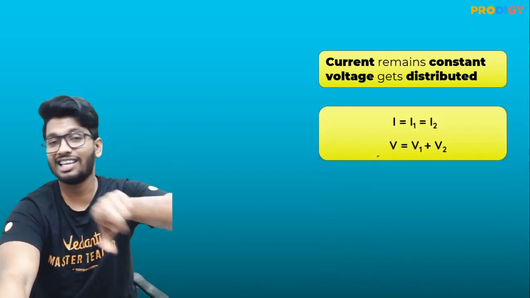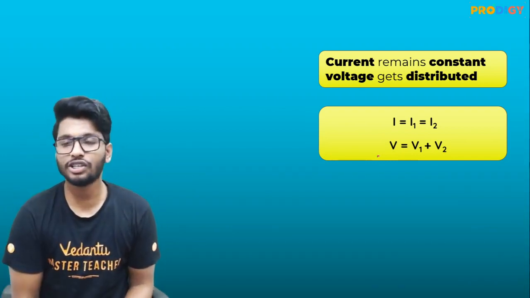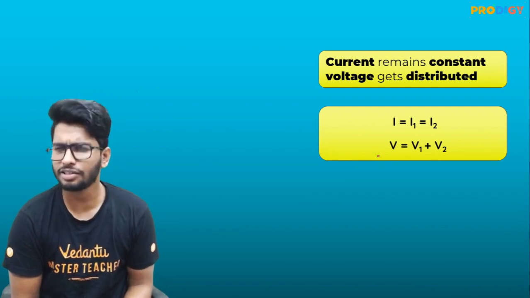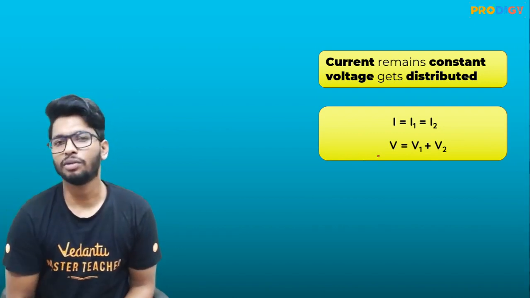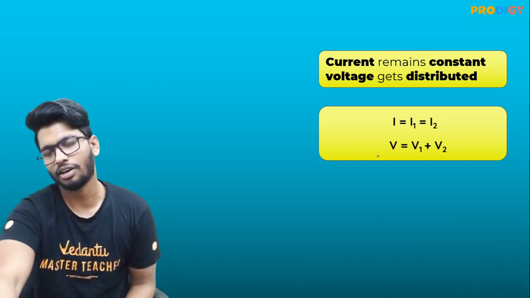So once again, I is equal to I1 plus I2. I1 is equal to I2, but in the case of voltage, it is V1 plus V2 is equal to V, where V is nothing but the potential difference applied by the battery, and V1 is the potential difference across R1, and V2 is the potential difference across R2. Simple.